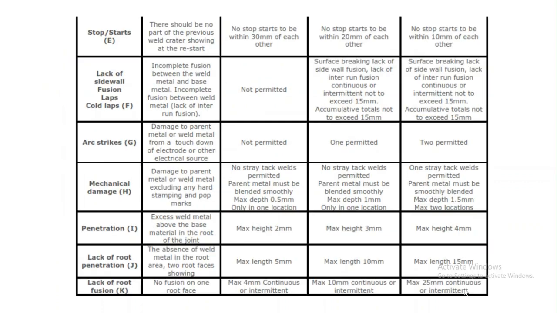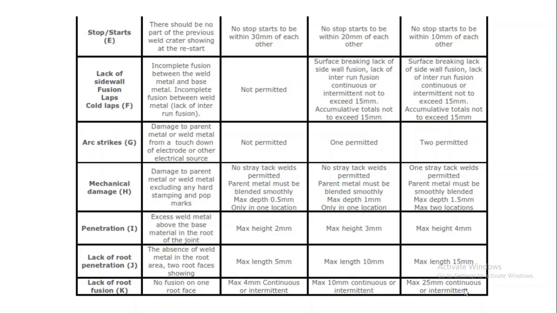Then stop and start. There should be no part of previous weld crater showing at the restart. If you are noticing any crater, weld crater, that is a poor stop and start. In group A, that length should not be more than 30 mm. In group C, it should not go beyond 10 mm. Within 10 mm, they are accepted.